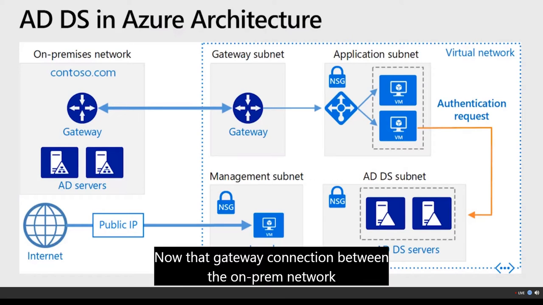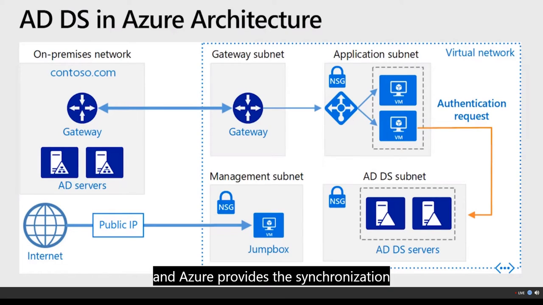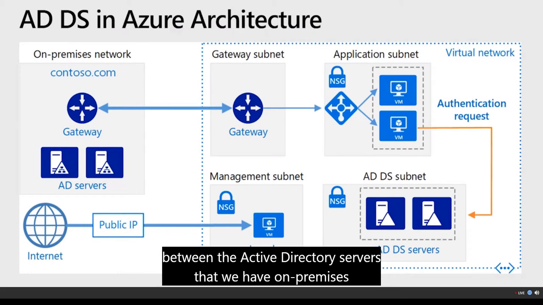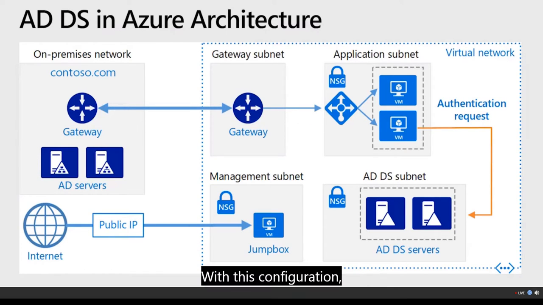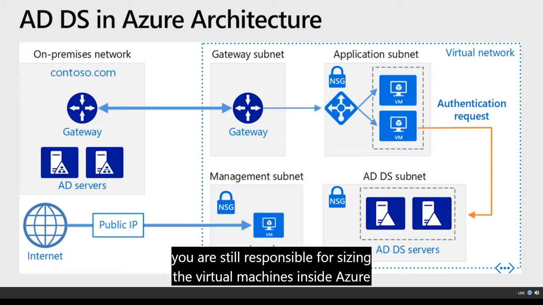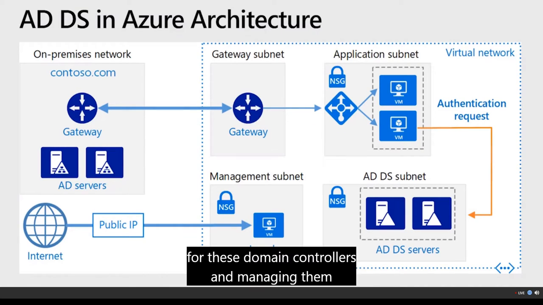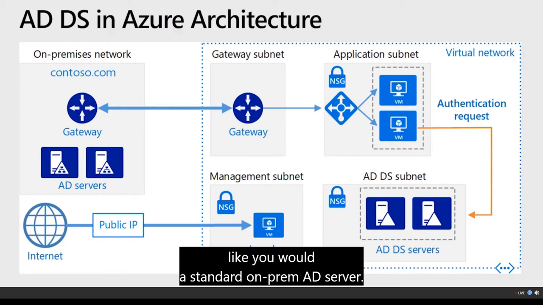Now that gateway connection between the on-prem network and Azure provides the synchronization between the Active Directory servers that we have on premises and the Active Directory servers that we're running in the cloud. With this configuration, you are still responsible for sizing the virtual machines inside Azure for these domain controllers and managing them like you would a standard on-prem AD server.